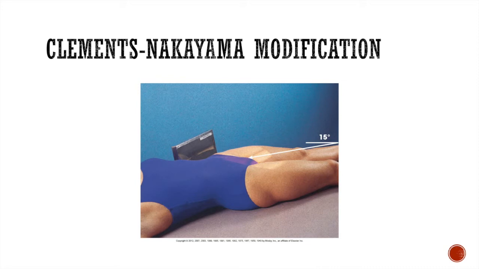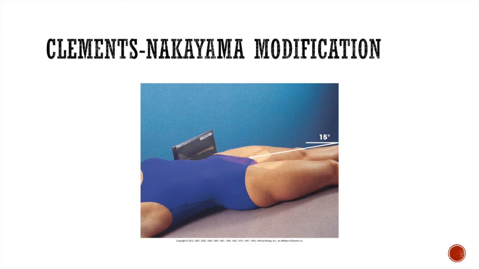When the patient has bilateral hip fracture, this is when the Clements-Nakayama modification would come into play. So far, I have never seen at the healthcare facilities that I've worked at perform a Clements-Nakayama modification, but it's pretty much the same as a regular cross-table lateral, except the patient is going to be supine and both of the legs are going to be extended.